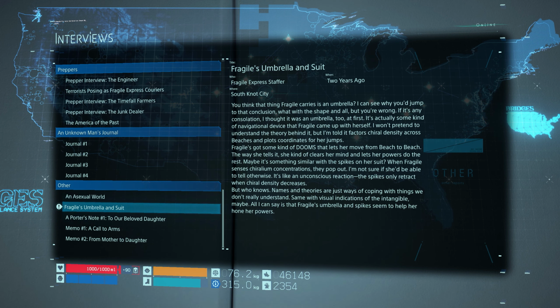Fragile's umbrella and suit. You think that thing Fragile carries is an umbrella? Well, not exactly. It does look a bit weird. This is from a Fragile Express staffer two years ago in South Knot City, by the way. But I didn't think it was actually an umbrella for the purpose. But she does use it as an umbrella. In the fight with Higgs, she's holding it above her head in the Timefall, so I don't think it's an unreasonable conclusion to come to.